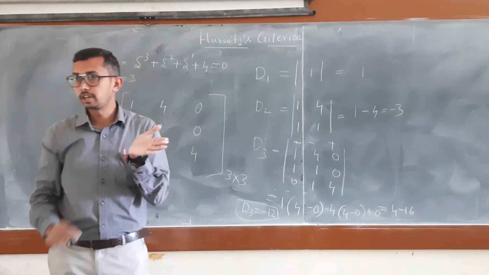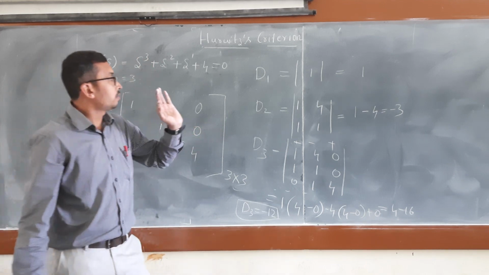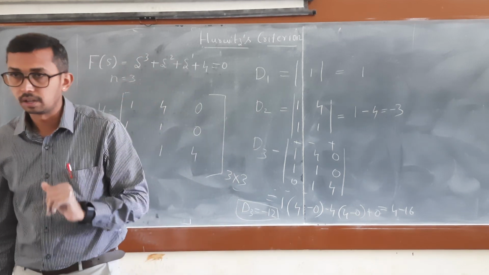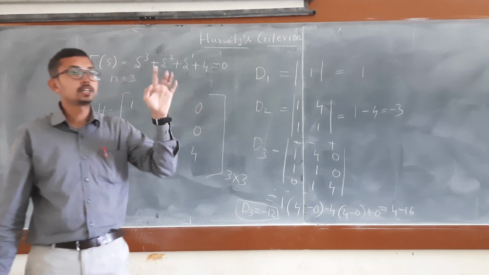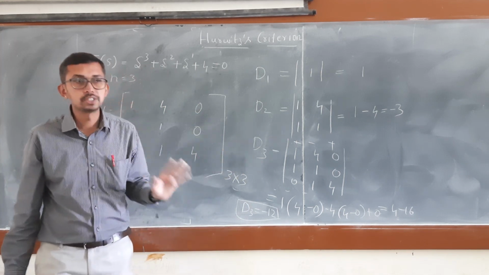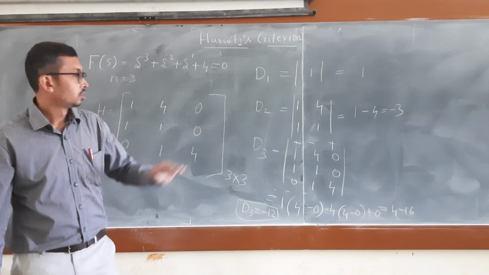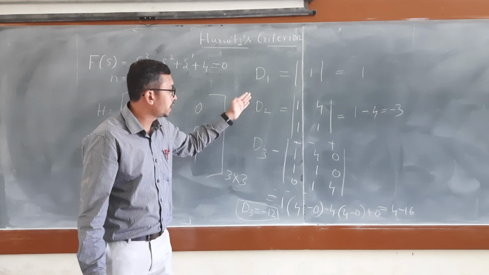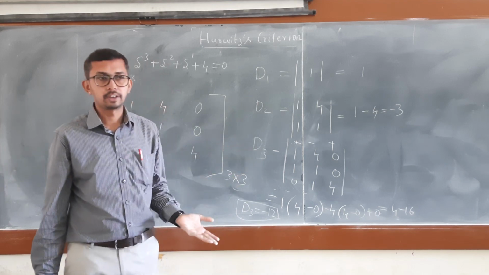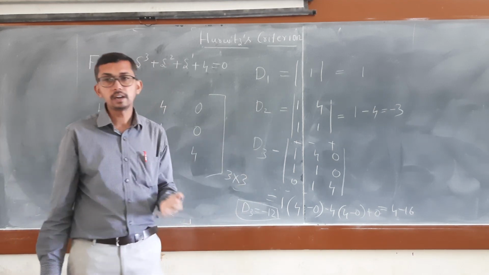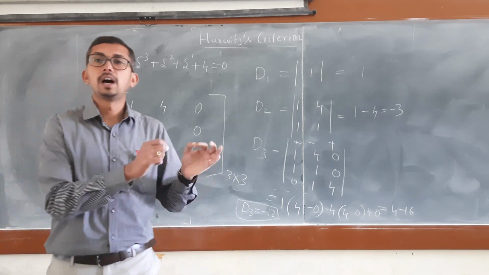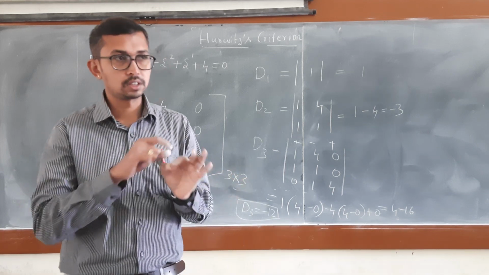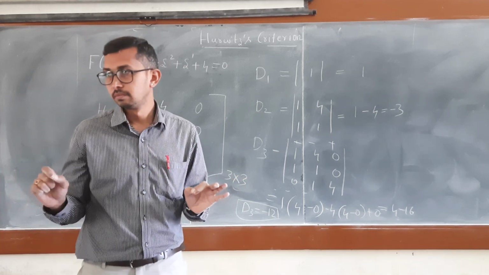At last you need to write the comment on the stability of the system. As I told, if all the determinants are positive, then the system is stable. If any one of the determinants is negative, then the system is unstable. Since after finding D1, D2 and D3, we came to know D2 and D3 are negative, hence the system is unstable. This is what you need to write at last, that is, a comment on the stability. Is it clear?